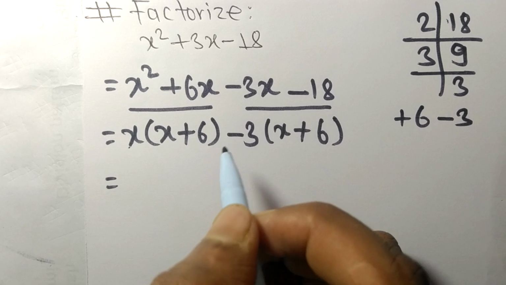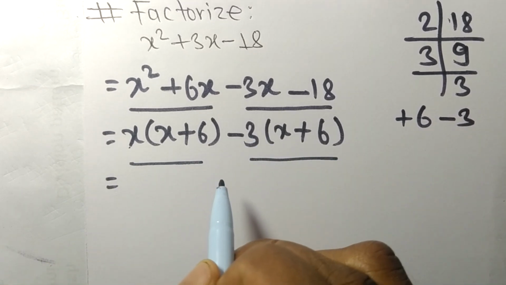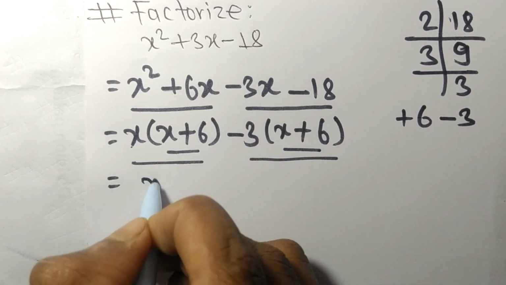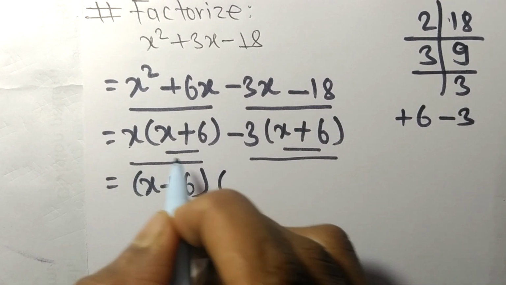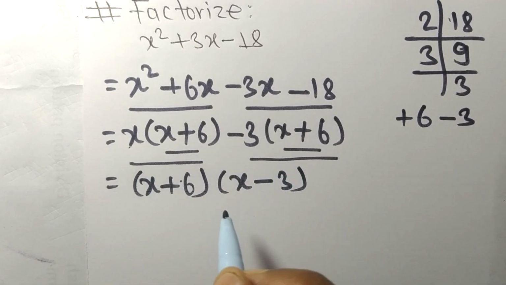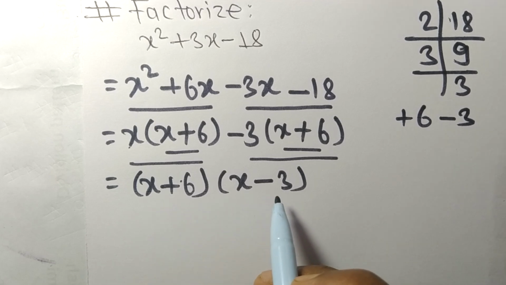So now we again find the common factor in the first and last expression. So both contain x plus 6. So x plus 6 is common, remaining in the first x, in the last minus 3. So x plus 6 and x minus 3 are the required factors.